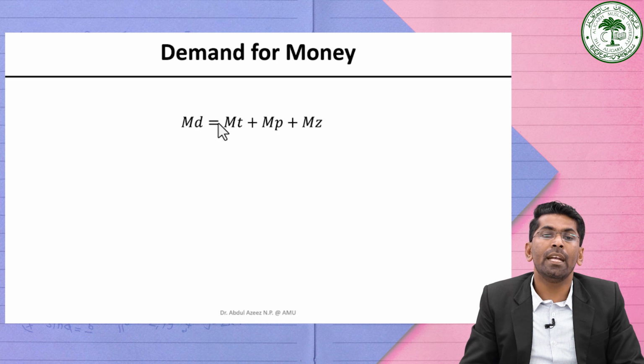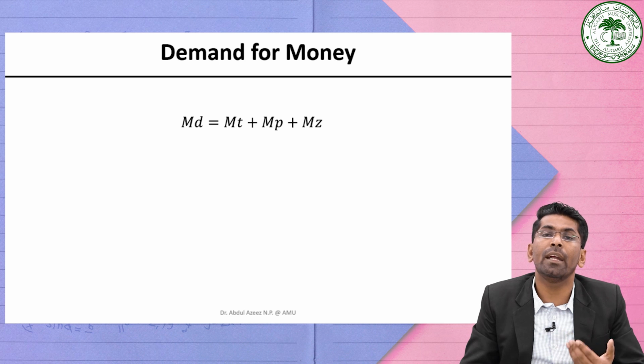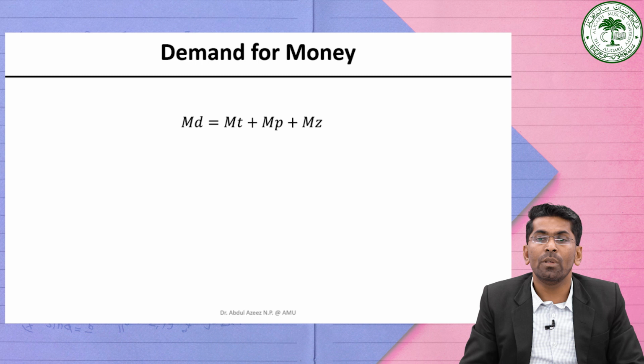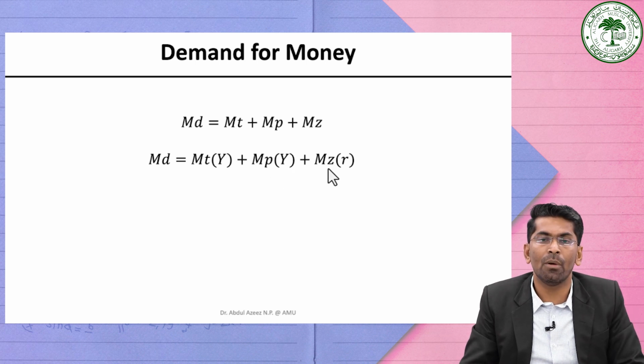Now, consider the demand for money as the sum total of transaction demand for money, precautionary demand for money, and speculative demand for money. So here MD denotes the total demand for money in an economy, MT is transaction demand for money and precautionary demand for money, and MZ is the speculative demand for money, which is the demand for money to be held as an alternative to the other assets. So this equation states that total demand for money is the sum total of transaction, precautionary, and speculative demand for money. See here, the transaction demand for money is a function of level of income, and the precautionary demand for money is also a function of level of income, but the speculative demand for money is a function of the rate of interest.